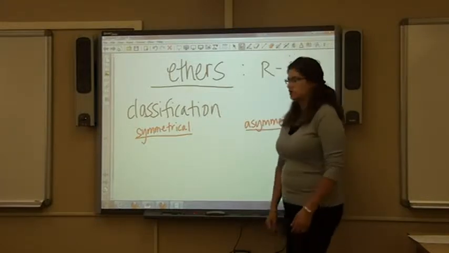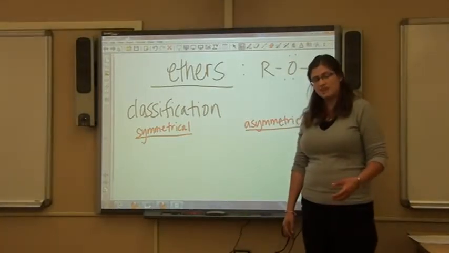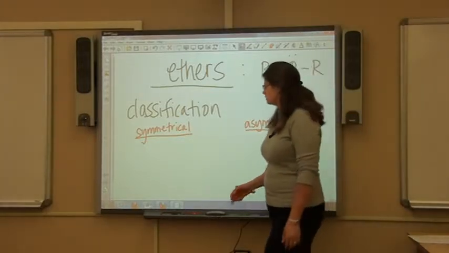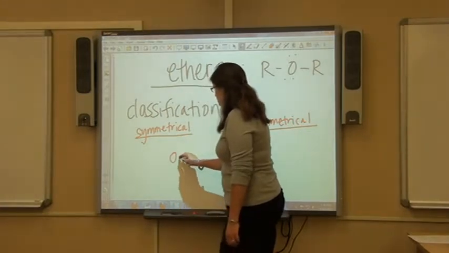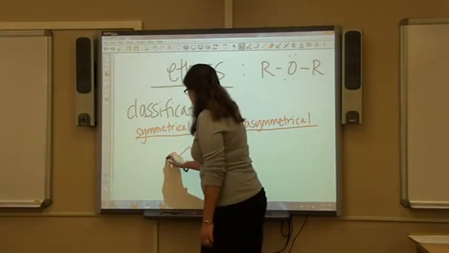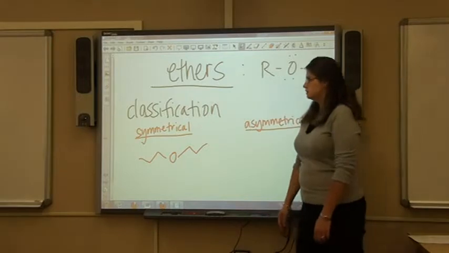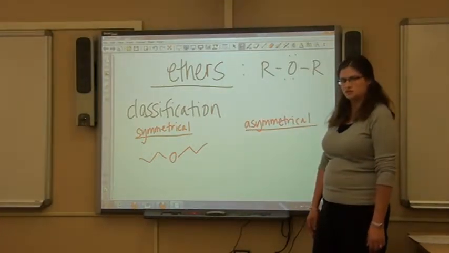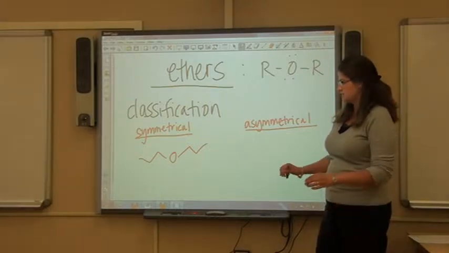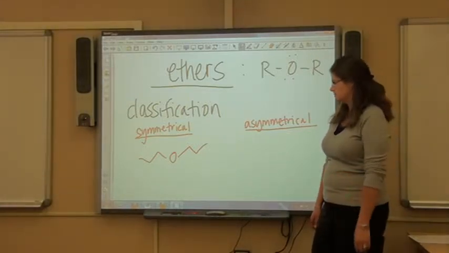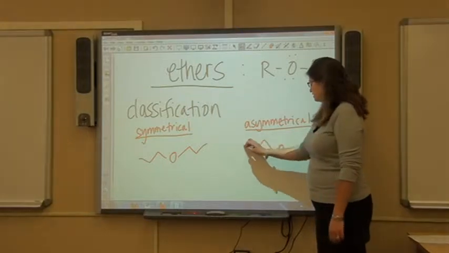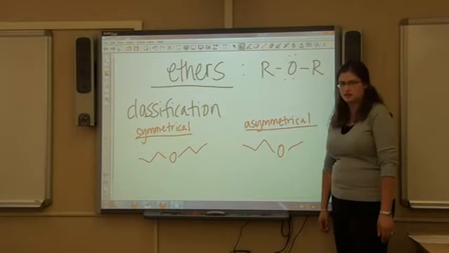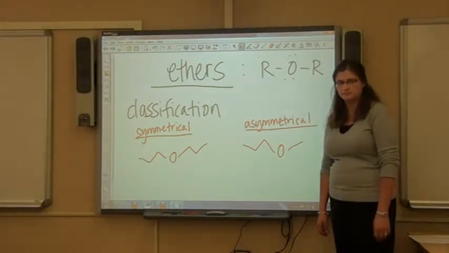And the difference is that for a symmetrical ether, you have the exact same carbon group on either side of the oxygen. So if this is your oxygen, a symmetrical ether has exactly the same substituents on either side of the oxygen. Asymmetrical ethers do not. So that's what an asymmetrical ether could look like.